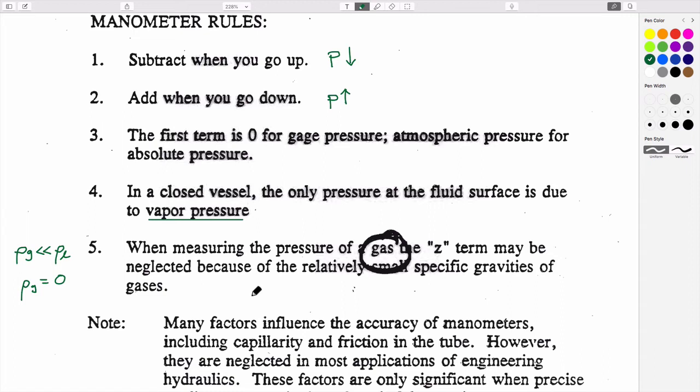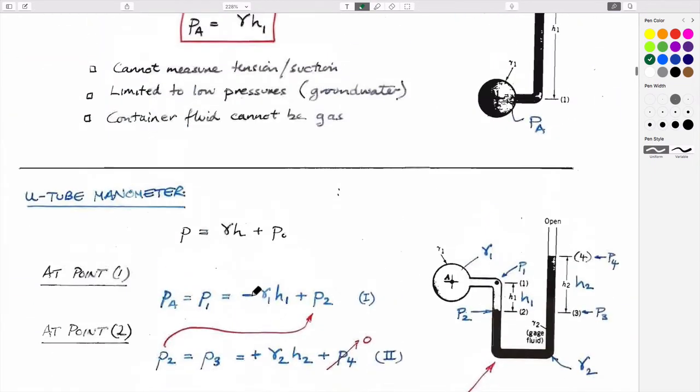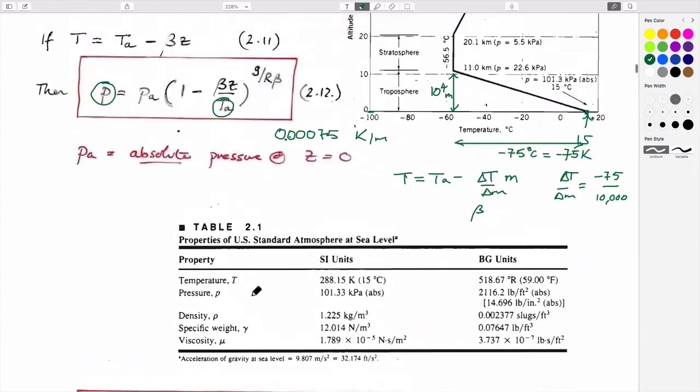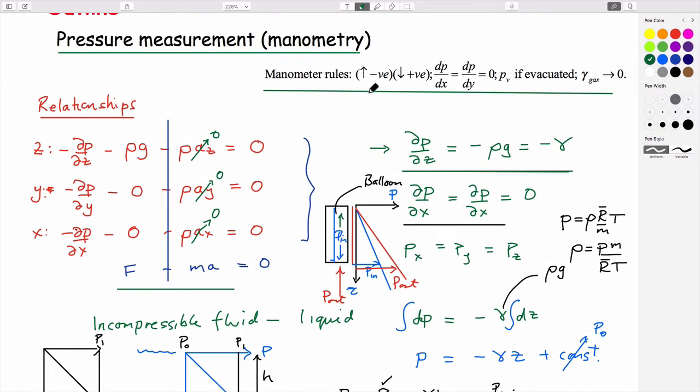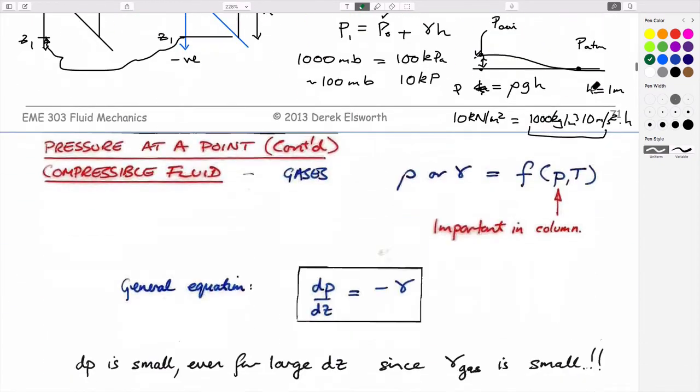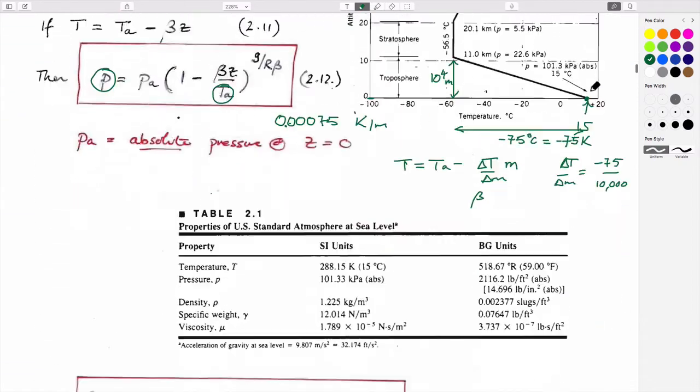So those are the rules. You can refer to them. They're exactly the same rules that are written in this one line here, if I go back to it. As you go up, you subtract pressures. As you go down, you add pressures. The pressures horizontally, as you move from the same location, are the same. The vapor pressure acts if the system is evacuated, and the density of a gas is so small that as you go up and down, typically, if there are liquids in the system, you don't have to worry about it. So those are those 5 rules put in one location.